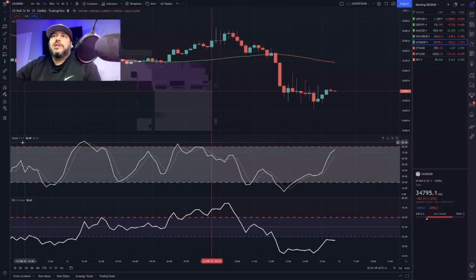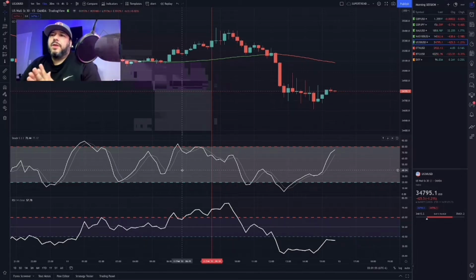So this is a Stochastic. Here's the setup, 5333. What this really shows is opportunity as far as where you could possibly take trades. Again, it doesn't show price. It really just shows where the buyers and sellers are.